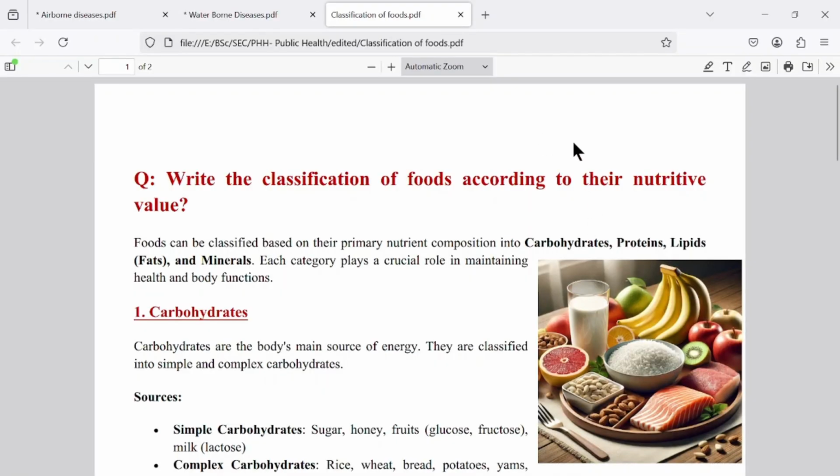Welcome to another important topic: the classification of food materials. Normally, our food contains carbohydrates, proteins, lipids, vitamins, and minerals. These five are very important. The main food materials are carbohydrates, proteins, and lipids. Of course, the minerals and vitamins are also very important, but we have to take them in trace amounts, very less amounts.